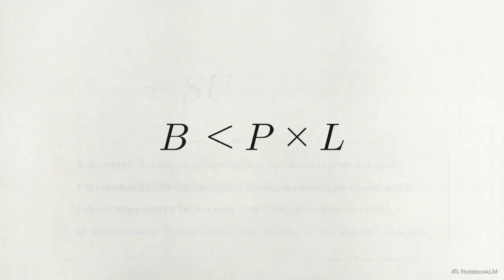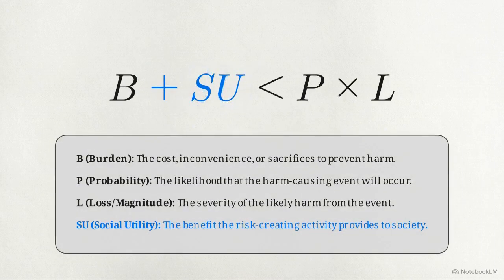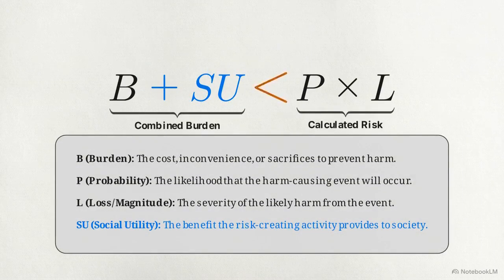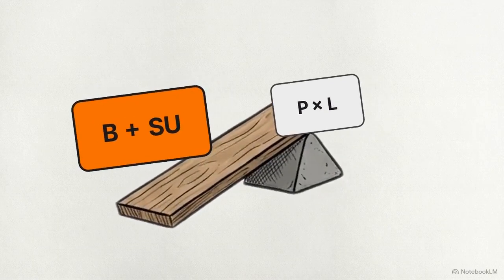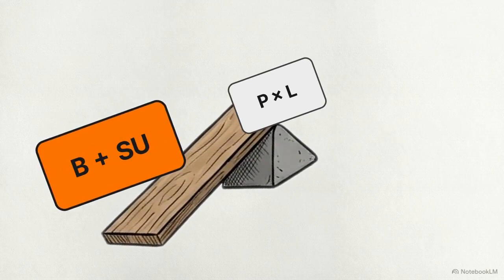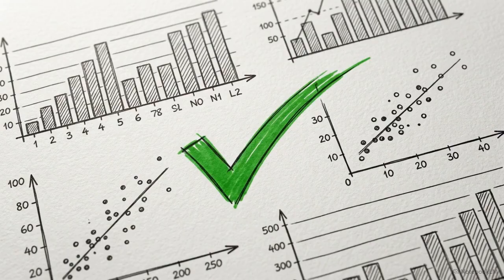Modern analysis often adds social utility, or SU, to the equation to evaluate the societal benefit of the risk-creating activity. High social utility, such as an ambulance speeding to an emergency, increases the weight on the left side of the equation, which can negate a finding of breach. The Hand calculus reduces unreasonableness to an objective calculation of risk management and economic efficiency.